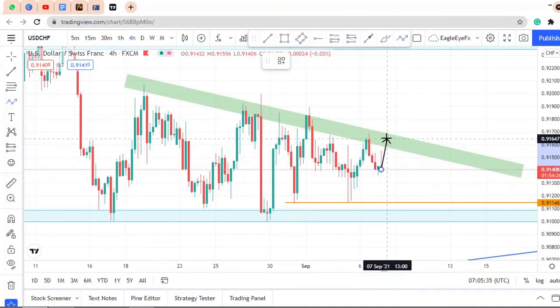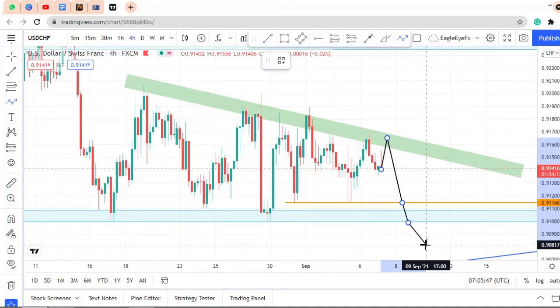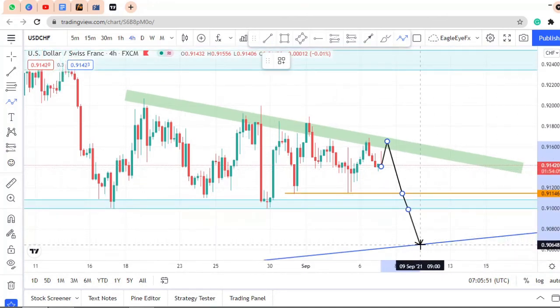I prefer to be patient and wait for it to come. I want the market to come to me. I don't want to force the market, and then I would rather move to this level here or this level here, or even perhaps all the way to this level over here.